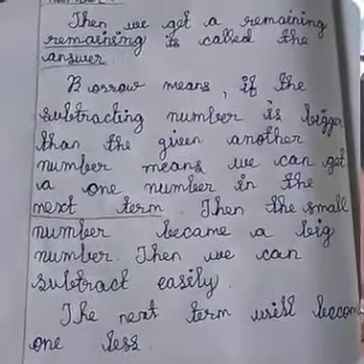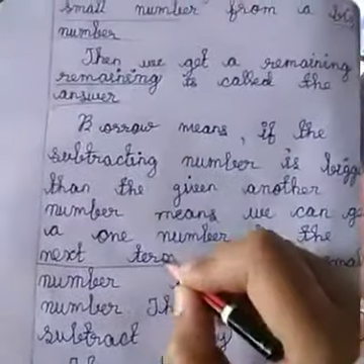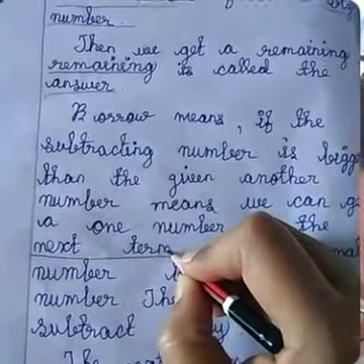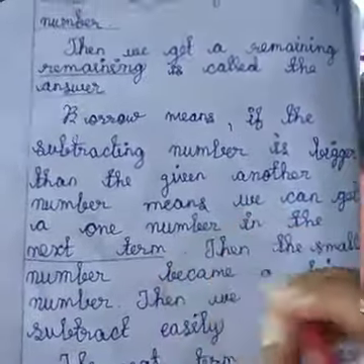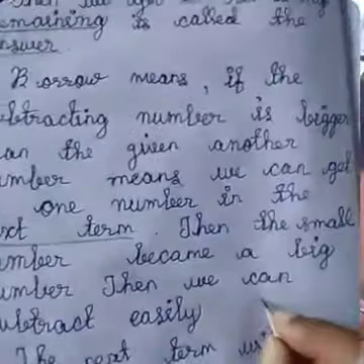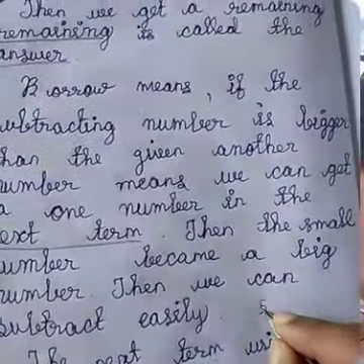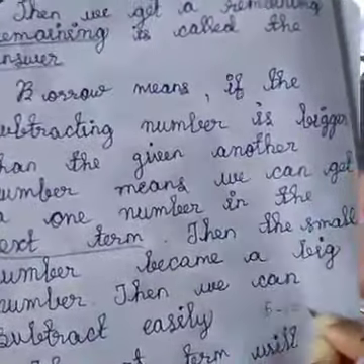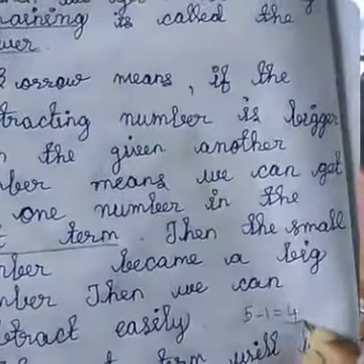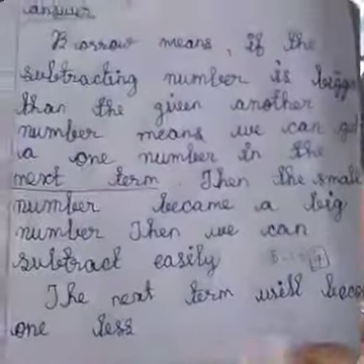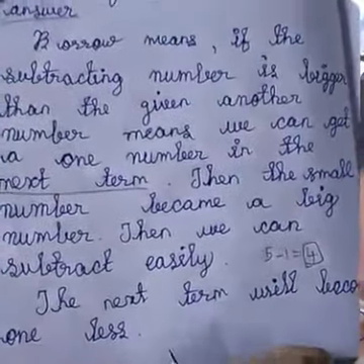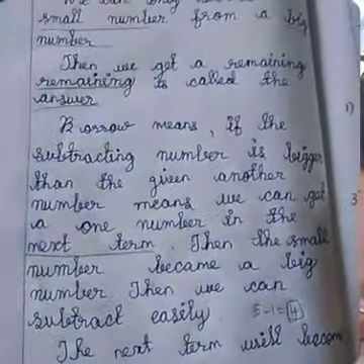The next place will become one less. We are taking one from the next place. For example, if the next digit is 5, we take one from the 5. 5 minus 1 equals 4, so the next digit becomes 4. The next place will become one less. That is called borrow sums.